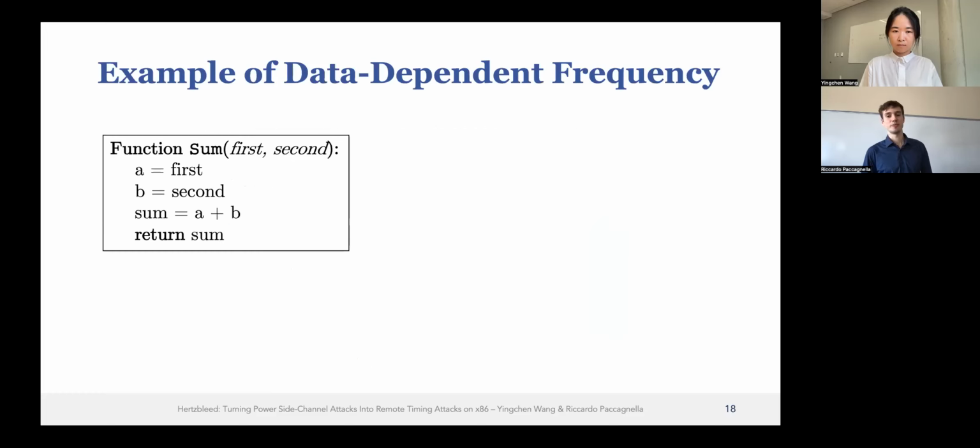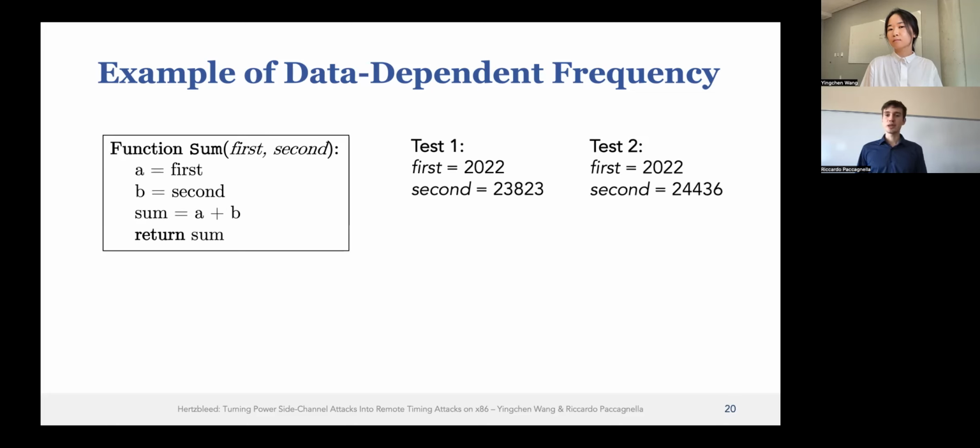Now, let me give you an example. Consider this function sum that computes the sum of two arguments, first and second. And let's suppose that we run this function as part of a program, for example, a cryptographic program, with two different sets of test inputs, test 1 and test 2. We can ask the question, which of the two tests functions runs at a higher frequency?